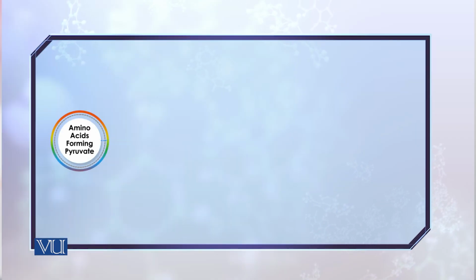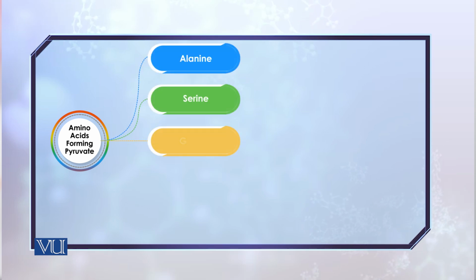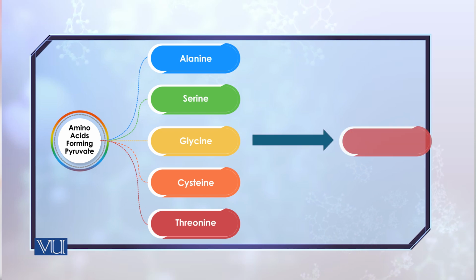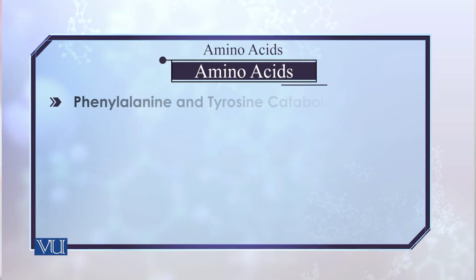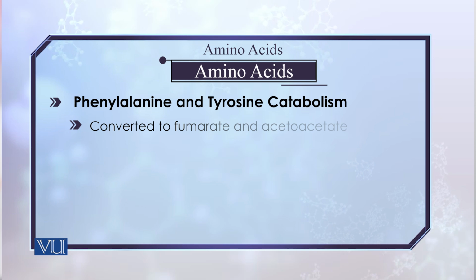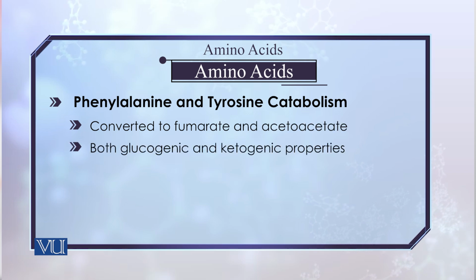Then the amino acids like alanine, serine, glycine, cysteine, and threonine all give rise to the formation of pyruvate, a very important component of glycolysis. Then phenylalanine and tyrosine catabolize, giving rise to acetoacetate and fumarate. Because they give rise to both, they are glucogenic and ketogenic, because acetoacetate leads towards the ketogenic products and the fumarate leads towards the glucogenic.